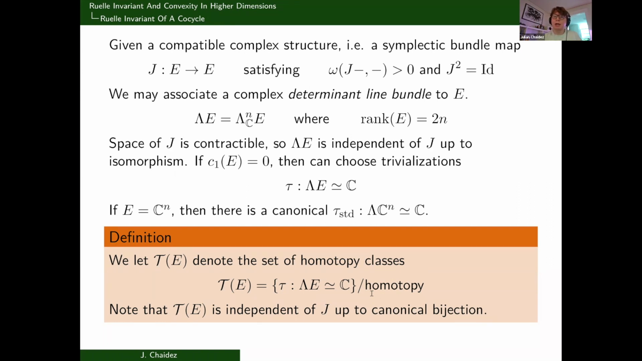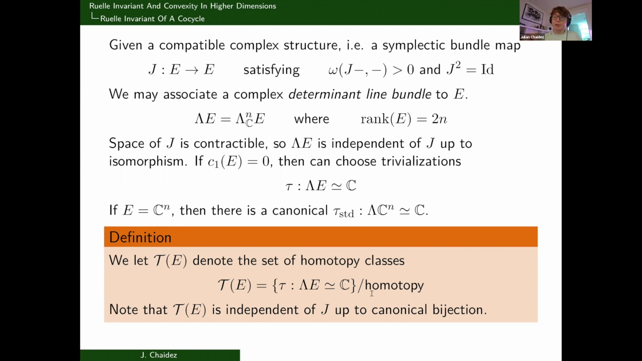So this thing is independent of J up to isomorphism. And if the Chern class of E is 0, we can choose a trivialization of the determinant bundle, which is just an identification with the trivial bundle. If the vector bundle E is just the trivial bundle, then there's a canonical trivialization, which is just some standard choice of identification.